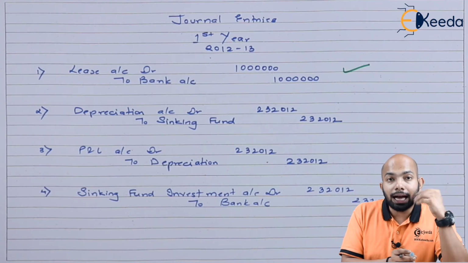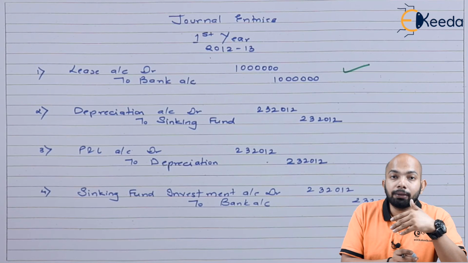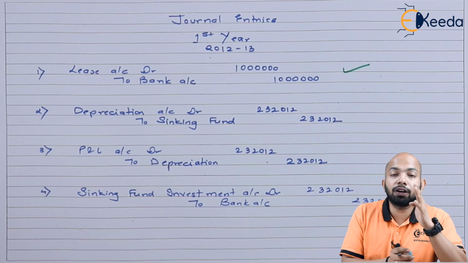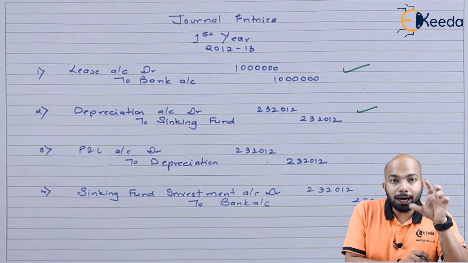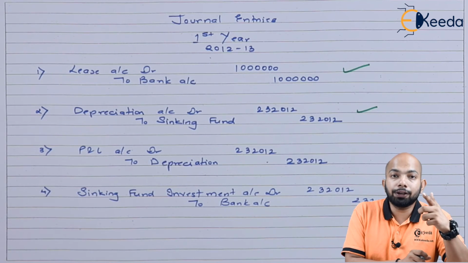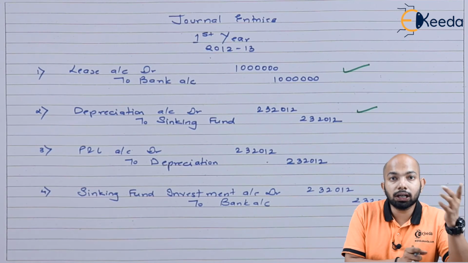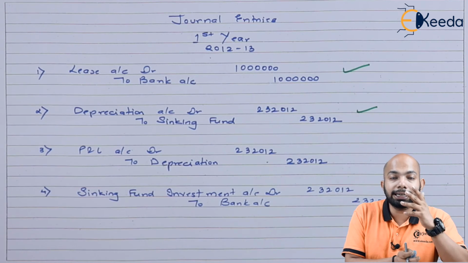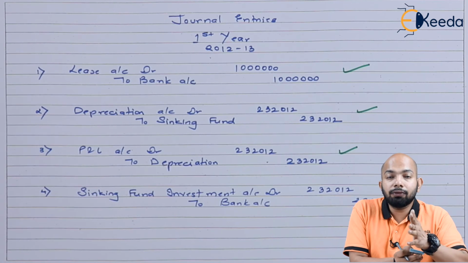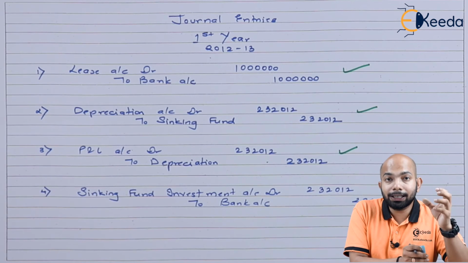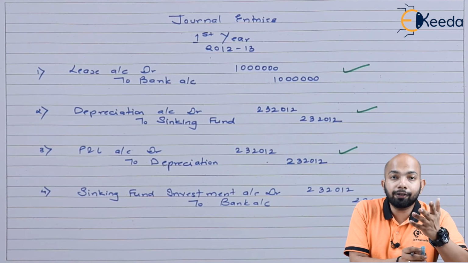But now that we have specialized in this sinking fund method, so depreciation to sinking fund will be the entry that will be passed. Now, simultaneously, when you pass the depreciation, you have to move it to profit and loss account as well. So profit and loss account debit to depreciation account will be the entry that will be passed here. And finally, whatever sinking fund investment we have made, or rather sinking fund has been created, that has to be moved to sinking fund investment.